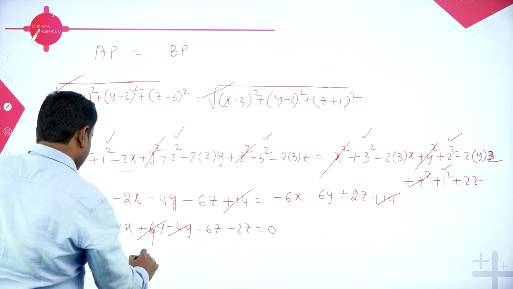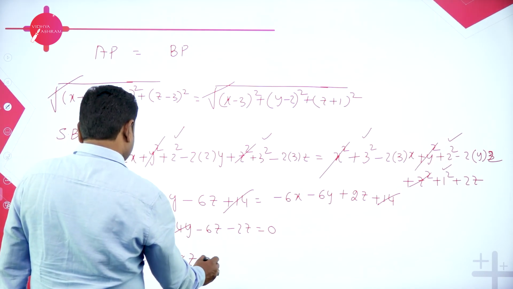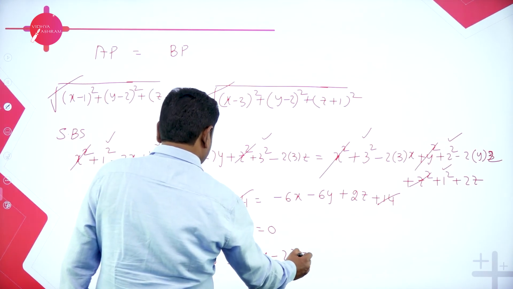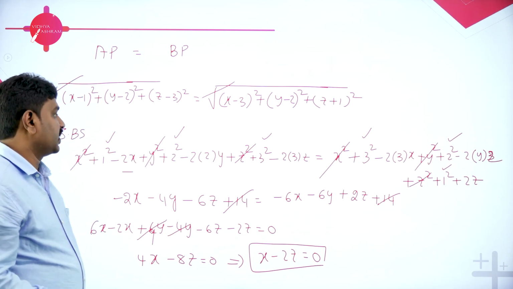So you will get 4x minus 8z is equal to 0, and both are divisible by 4. That implies x minus 2z is equal to 0. This is the equation. Or x is equal to 2z, also you can write.